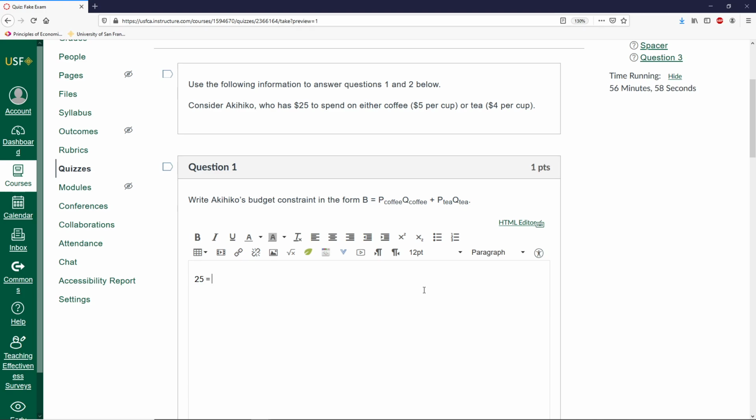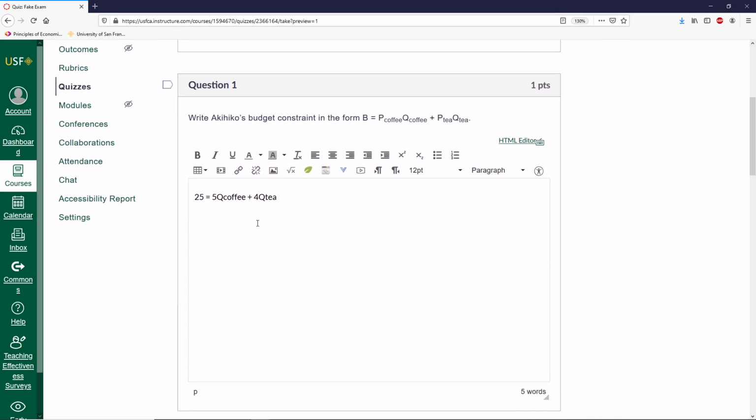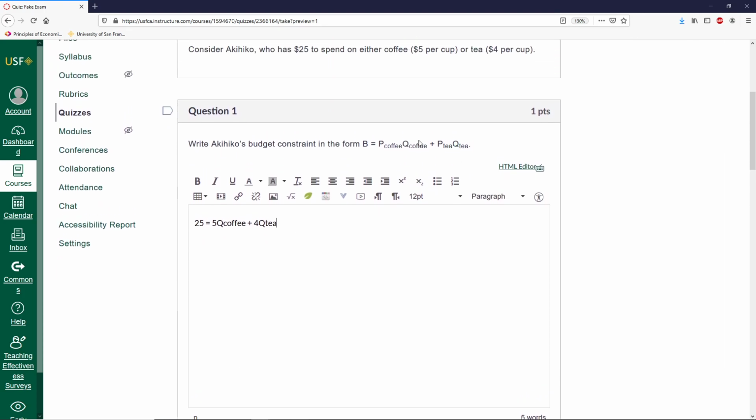So if you're familiar with how this works, again, this was something covered in chapter 2. I'll just go ahead and write out the answer. That's going to be 25 is equal to 5Q coffee plus 4Q tea. Now, this doesn't look very neat, right? Note here in the question, I have the words coffee and tea as subscripts. So I want you to do the same thing to make it easier to read when you're typing in your answer. So this button right here is the subscript button, right?